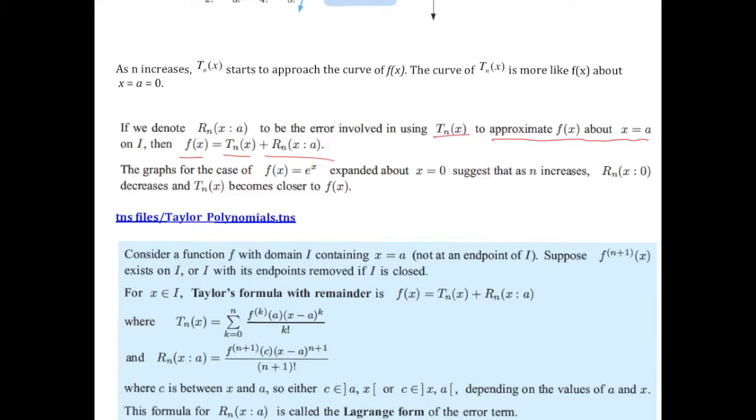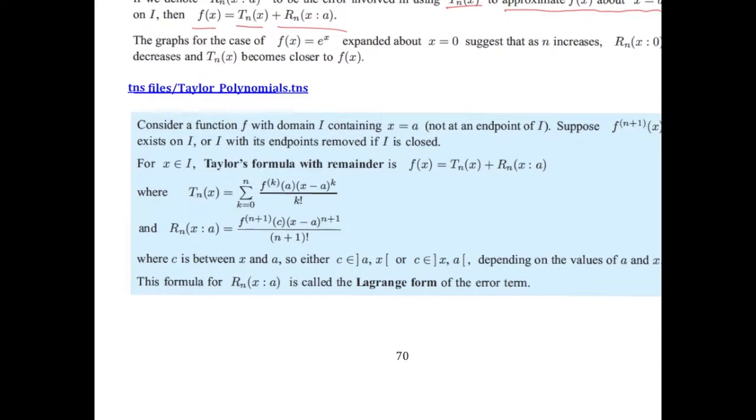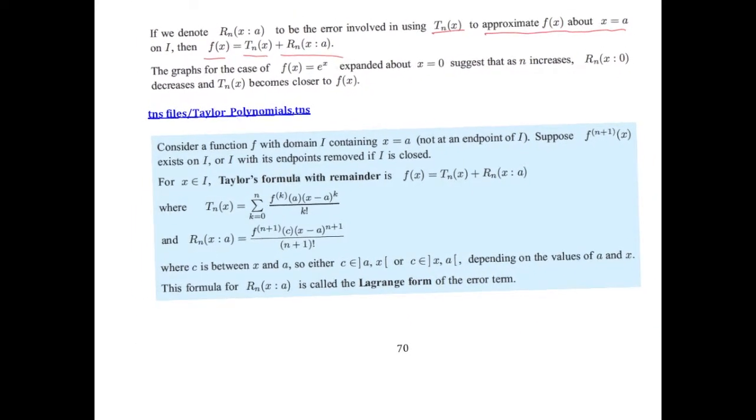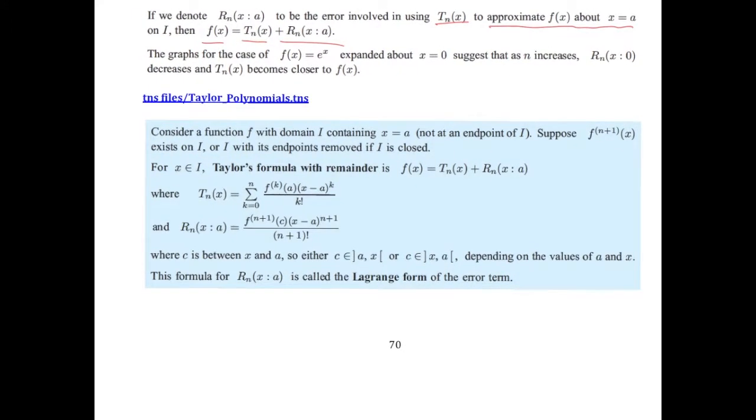So that's what we were saying before. The error decreases, therefore the Taylor polynomial gets closer and closer to f(x). Consider a function f with domain I containing x equals a, but it's not an endpoint. Suppose the (n+1)th derivative of f exists. Then for x in I, the Taylor formula with remainder is f(x) = T_n(x) + R_n(x), where T_n is the Taylor polynomial. We've already been working with this, that's fine.